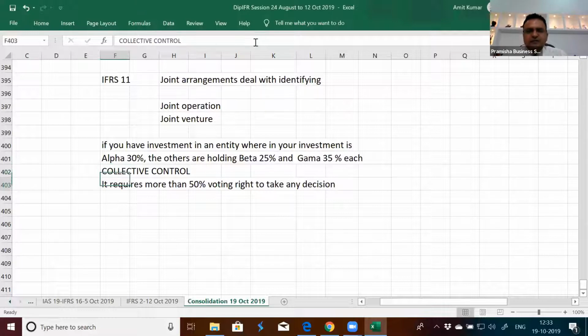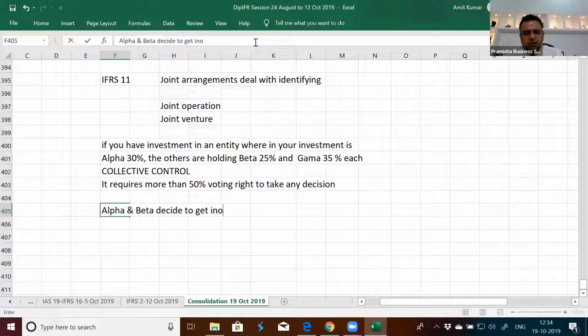A joint arrangement is something when two parties get into a contract that we will vote together. Like Alpha and Beta decide to vote together. Alpha and Beta decide to get into a joint arrangement that we will vote together.